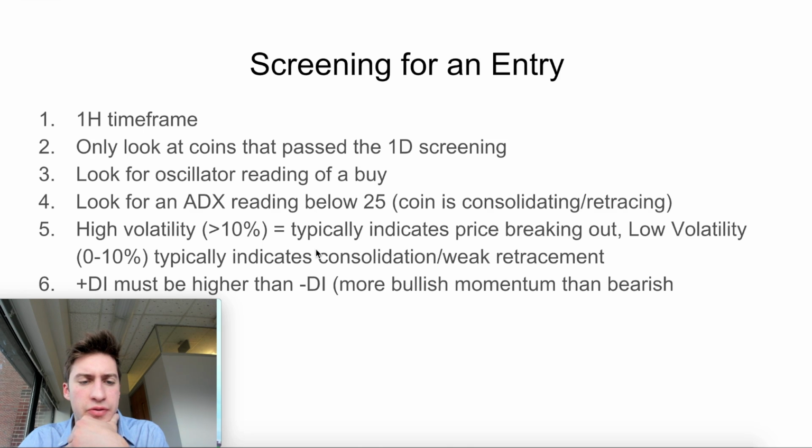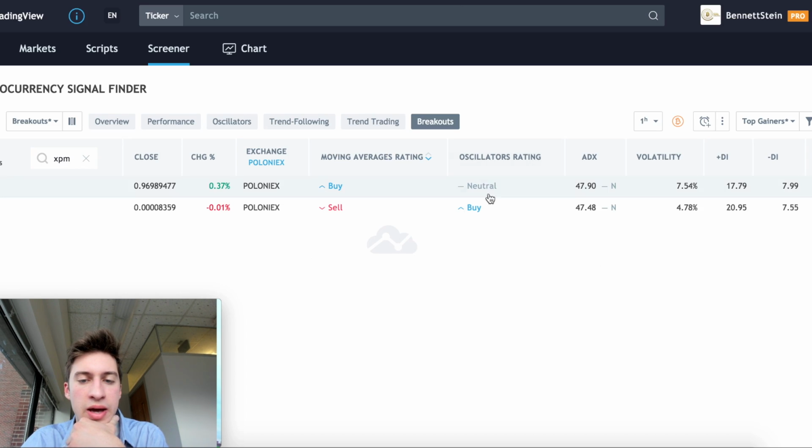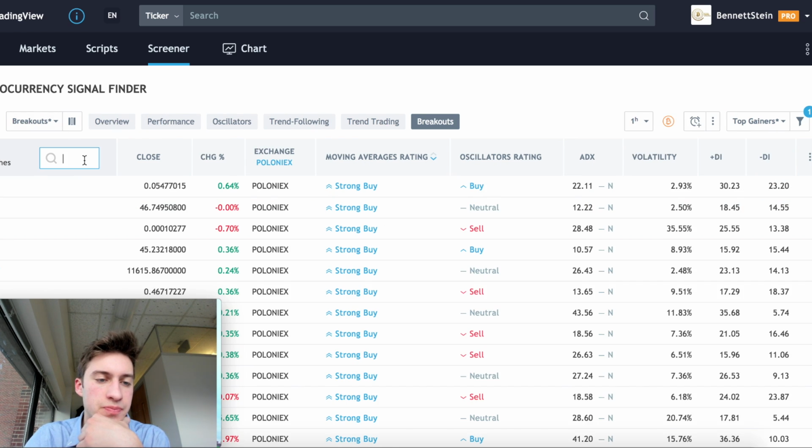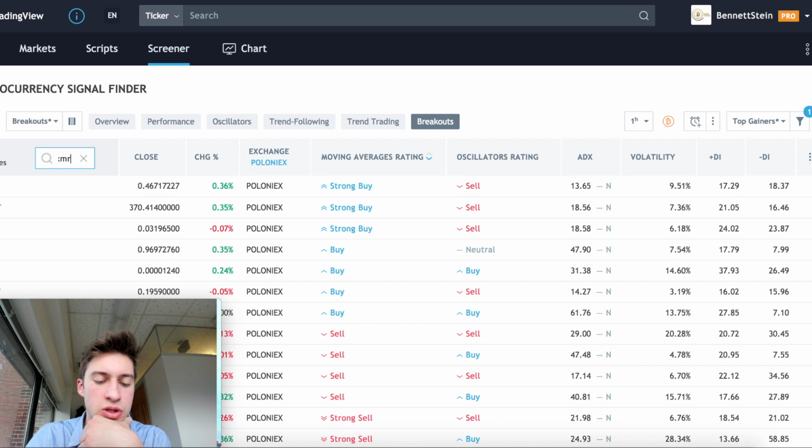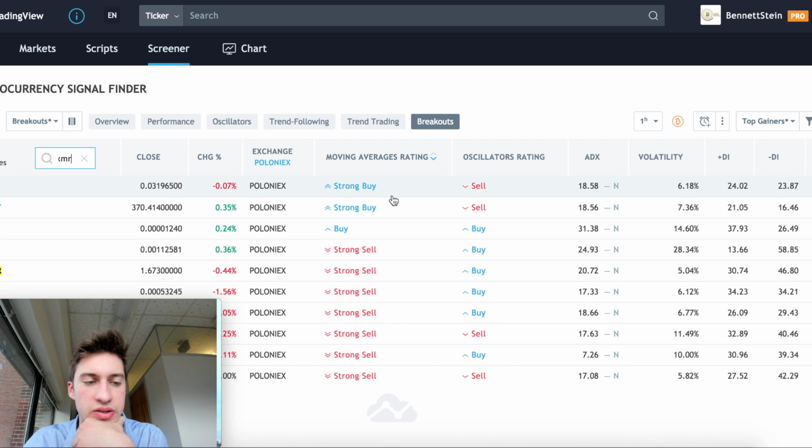So going off of this, we want to look for an ADX reading below 25. We want to see that the coin is consolidating or retracing after a powerful up move, with the 1 day being in the uptrend. I don't really see that here. I see a very high ADX, so this isn't really something that I want to trade. Let's look at XMR. This is just how you would do it. You would just look for multiple coins and look at their ADXs.